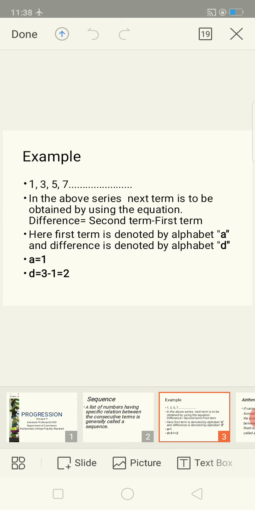So the first term A is equal to 1 and D is the difference between the second term and the first term. Here the second term is equal to 3 and the first term is equal to 1. So the difference between 3 and 1 is equal to 2. So the first term A is equal to 1 and D is equal to 2.